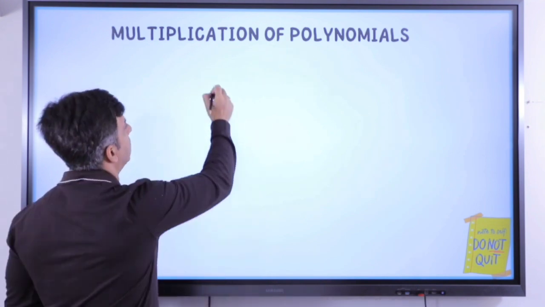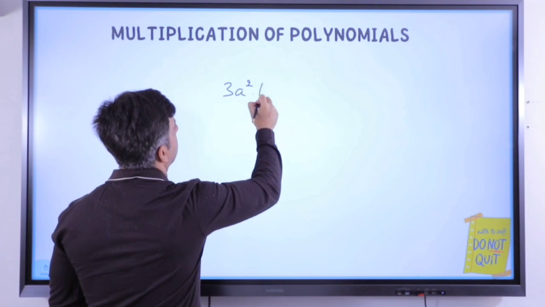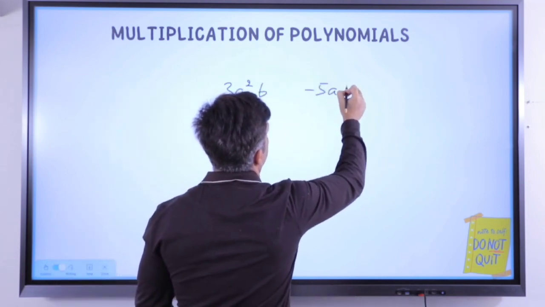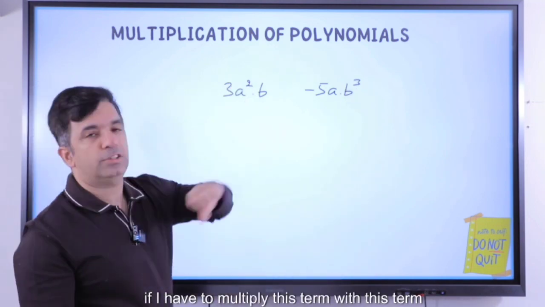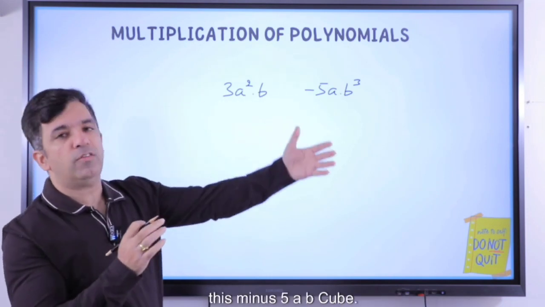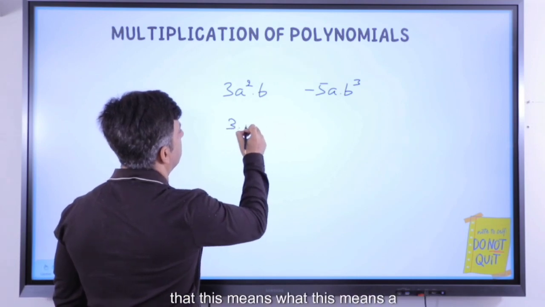We have to multiply 3a square b with minus 5a b cube. If I have to multiply this term with this term, 3a square b is to be multiplied with minus 5a b cube. So with the same understanding, we can see that this means what?